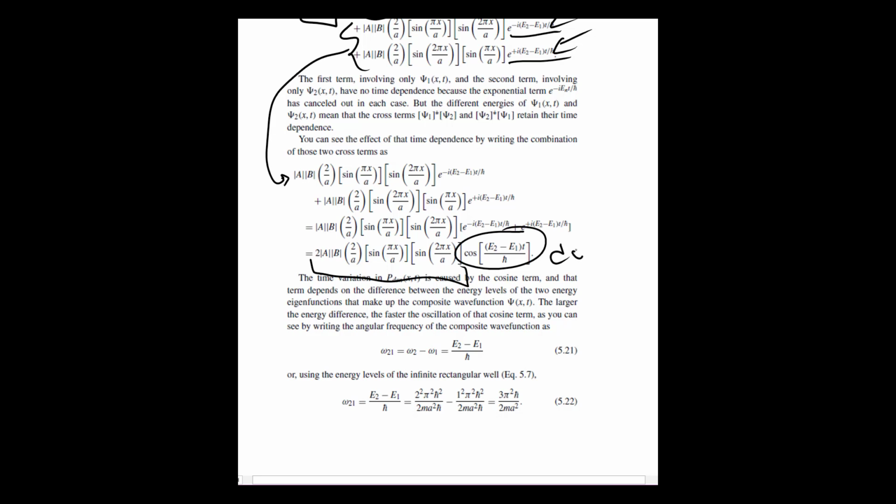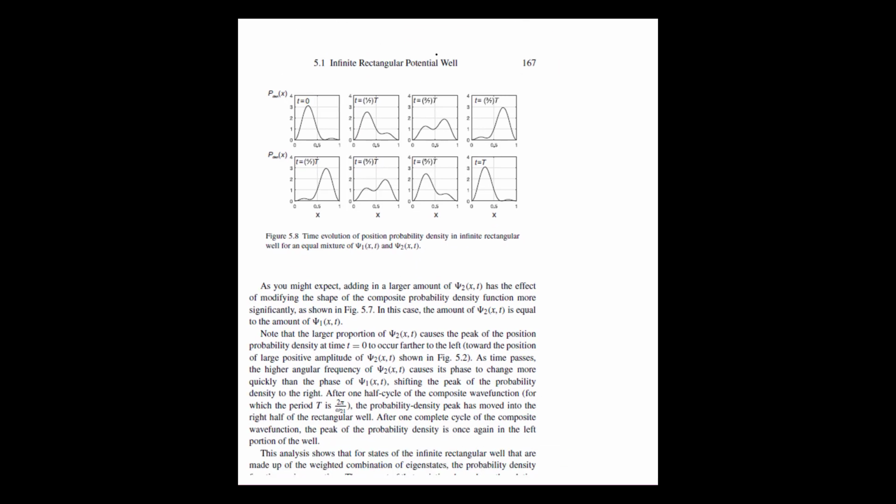And if we write it as cosine omega t, you can see that in fact E2 minus E1 over h bar is omega. I've written that down here as omega 2,1 to indicate we're using the E2 state and the E1 state. That looks like this. And what that says is the bigger the difference in energy, the faster the probability density will oscillate. You can actually see the case for the ground state and the first excited state here. Here's what omega 2,1 turns out to be in that case.